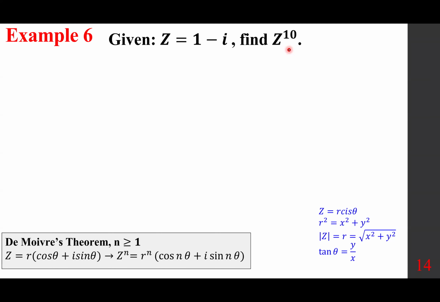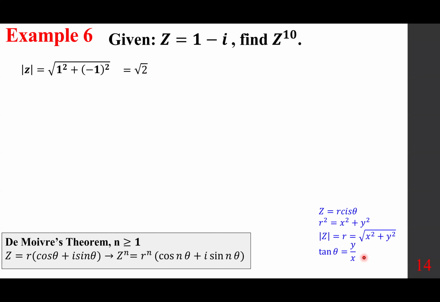And to do that, remember, r squared is x squared plus y squared. Therefore, r, or the modulus of z, is the square root of x squared plus y squared. Please understand x is 1 and y is negative 1. And each one squared is 1, so we get the square root of 2. So in essence, r, or the modulus of z, is the square root of 2.